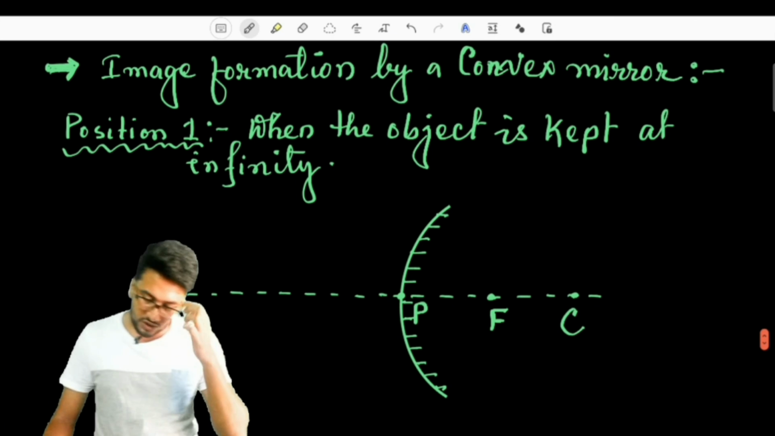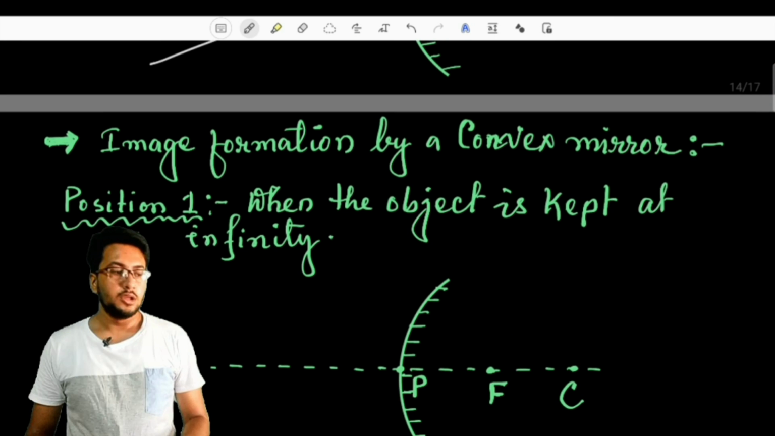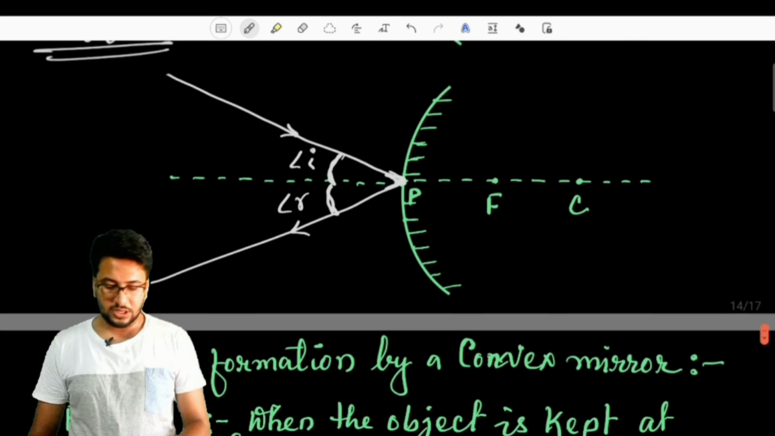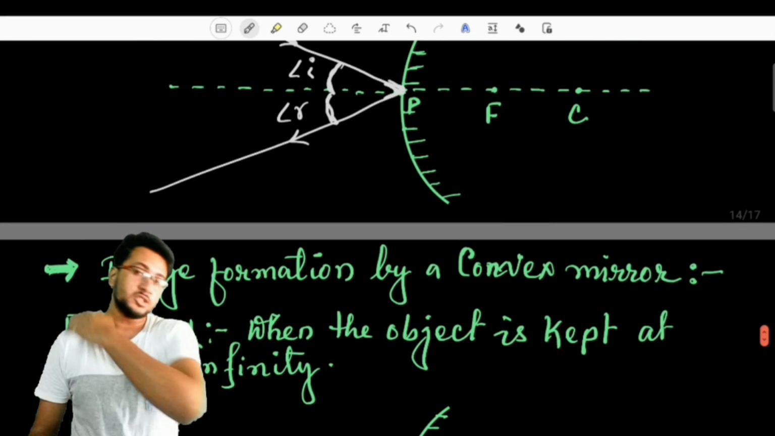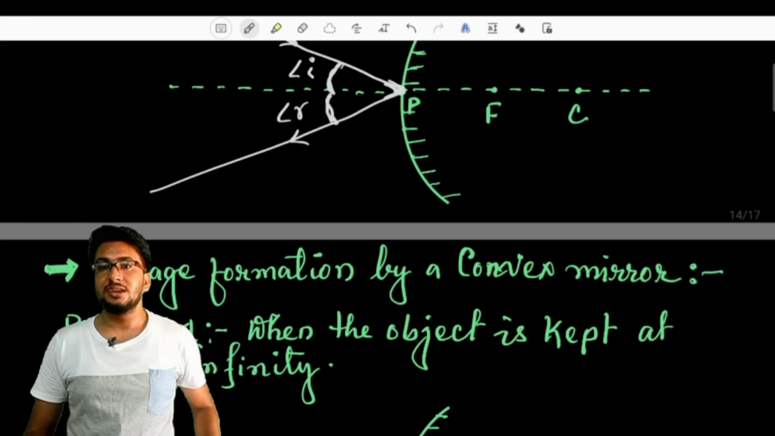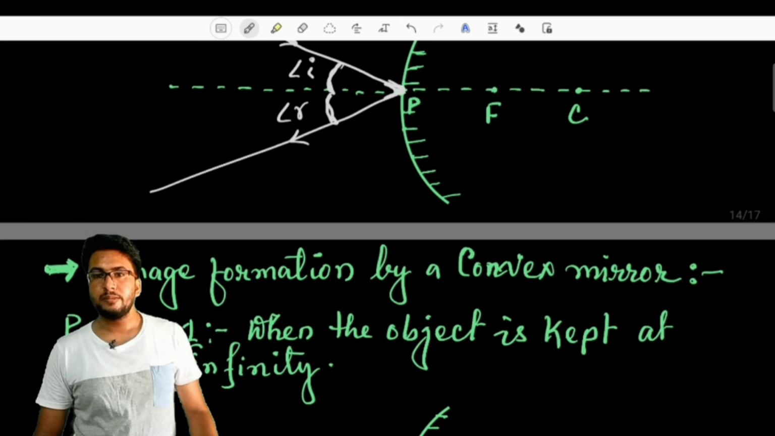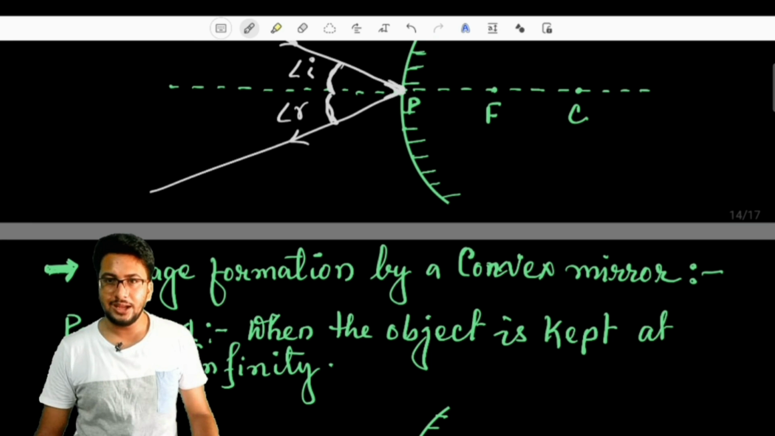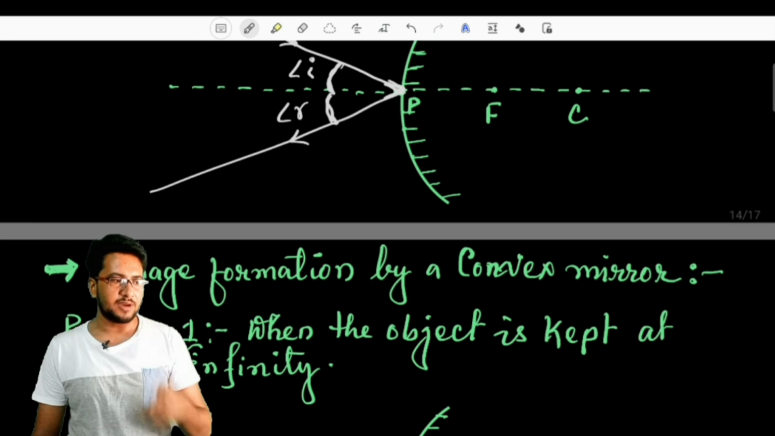So now we will see the image formation by a convex mirror. Depending on the rules that we have discussed, we are about to discuss the image formation by a convex mirror. Unlike the concave mirror, where there were 6 cases to form images, here in the case of a convex mirror we will find only two positions of the object.